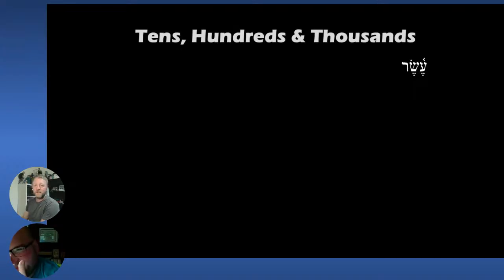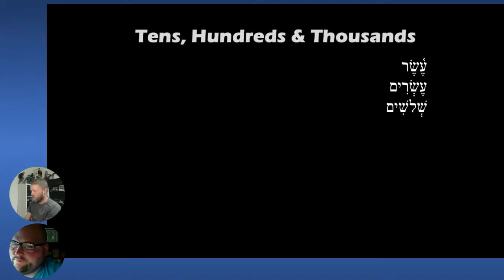So eser is 10. To get to 20, you take 10 and you add a plural on it. Eser becomes esrim. Esrim is 20. It's like tens. To get to 30, you take the number 3, shalosh, and you add im, shloshim. Shloshim is 30. To get to 40, you take 4, arba, and you add im, arbaim.